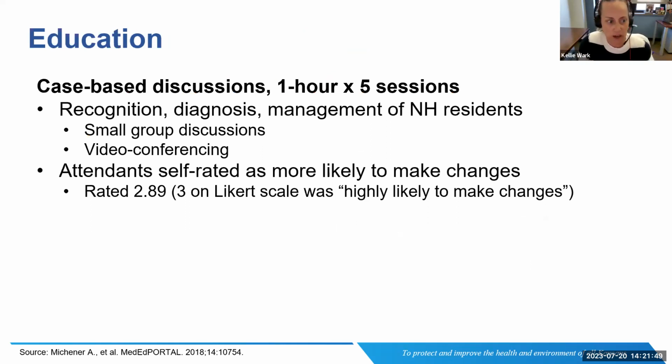So moving on to education. This was an example of a study in nursing home residents where this group did case-based discussions circling around skin infection, predominantly some wound management. These sessions were 1 hour, case-based, and they did 5 sessions. They were small group, with some video conferencing ones. They looked at the performance of the providers after they completed these sessions. On a 3-point Likert scale, where 3 was the highest likelihood of making changes, the people who completed these 5 sessions on skin, cellulitis, and wounds for nursing homes rated it almost a 3, as more likely to make changes. Next slide.